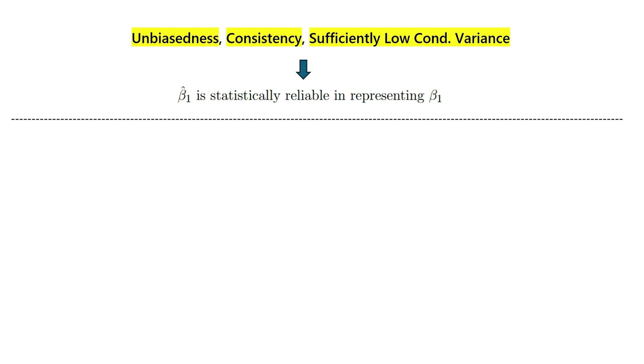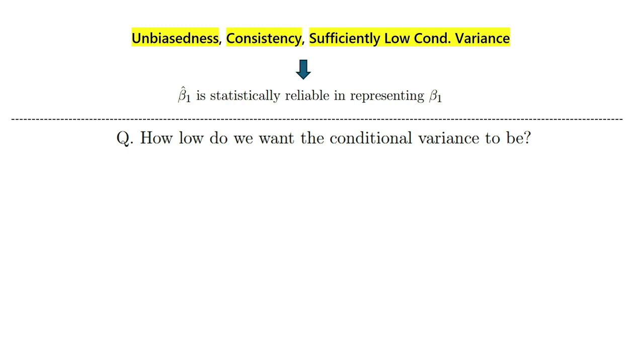So if you remember, one of the main questions for us in the past videos was, how low do we want the conditional variance to be? We want conditional variance to be as low as possible because the lower the conditional variance, the more likely that our estimate will be close to beta 1, the true causal effect. But again, the question is, how low do we want it to be? If you remember, I had said in one of the past videos that we want the conditional variance to be low enough to reject the null hypothesis in a t-test.